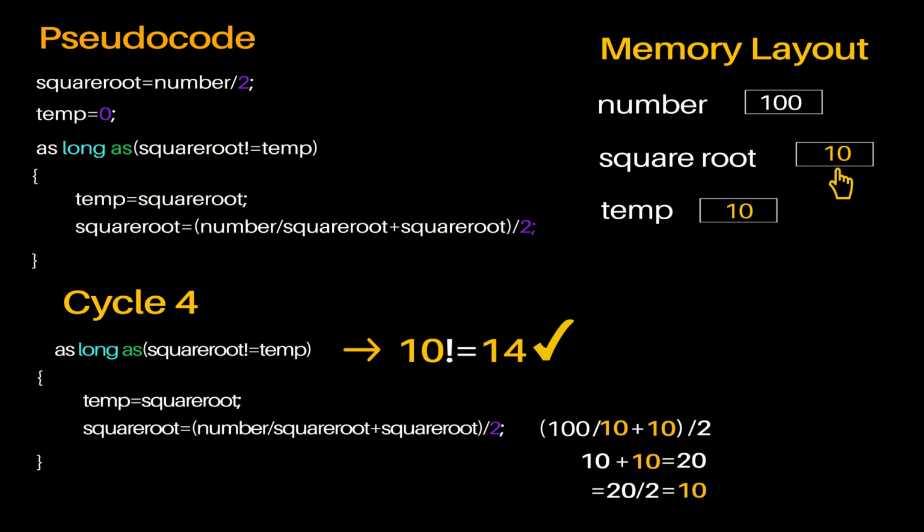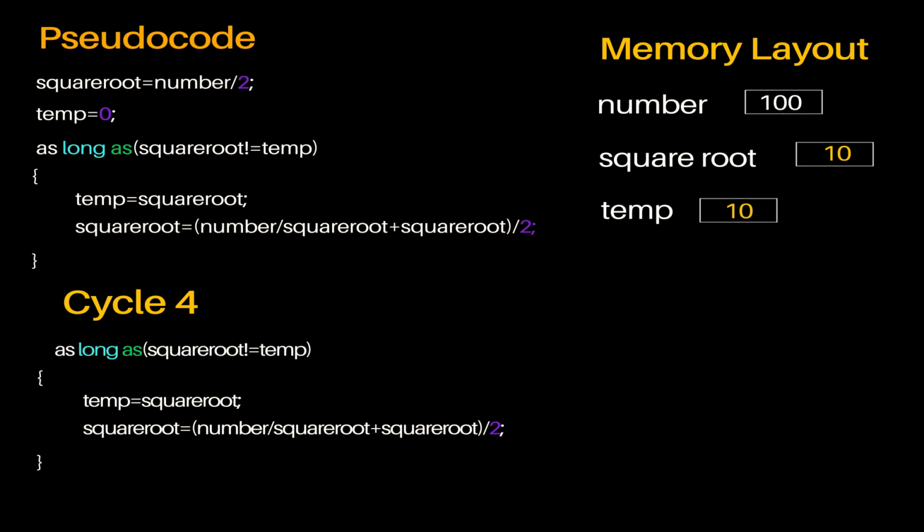Since we are within the while loop, I should check the condition again. In cycle 4, square root is 10 and the value of temp is 10. Therefore, the condition square root not equal to temp would not be satisfied and the control would not enter the while loop. If you carefully watch, the final value of square root of the number 100 is obtained in the variable square root, which happens to be 10.